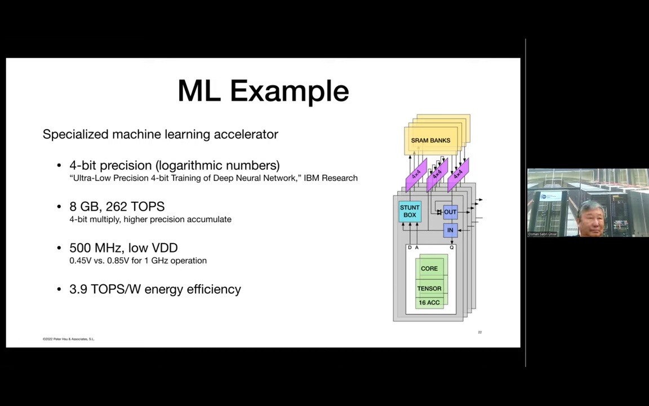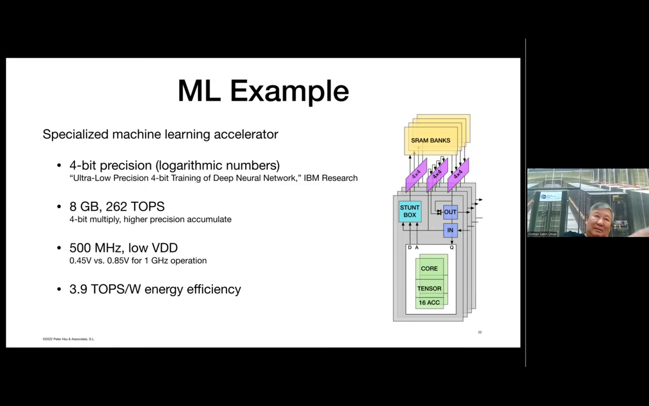Now, I also chose this design to run at low VDD at a lower frequency because there's lots of parallelism. So instead of 1 gigahertz, we reduce it to 500 megahertz by reducing the voltage, which saves a lot of power. And as a result, we can get 3.9 teraops per watt of energy efficiency. It's okay. It's not the greatest in the world, but it's quite respectable.